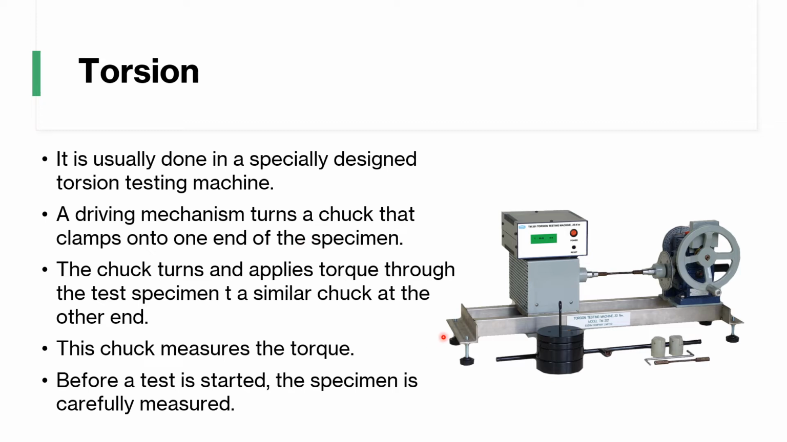Torsion is usually done in a specially designed torsion testing machine, and they're very expensive. A driving mechanism turns a chuck that clamps onto one end of the specimen, and the chuck turns and applies torque through the test specimen. A similar chuck at the other end is going to measure the torque, and before a test is started, the specimen is carefully measured.